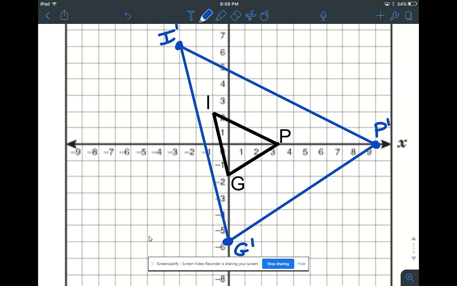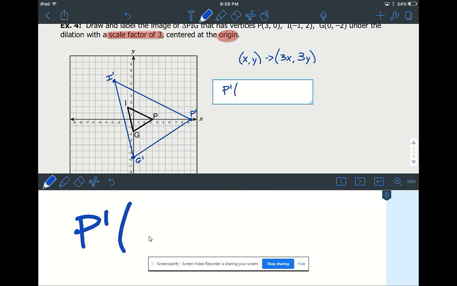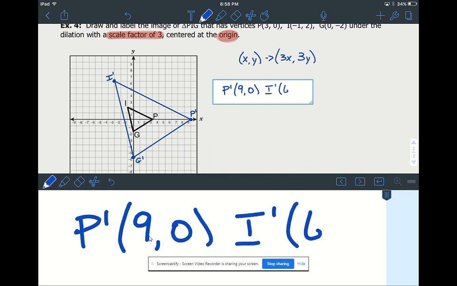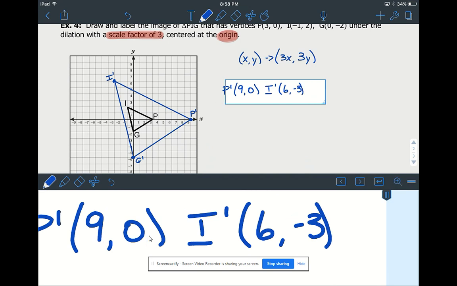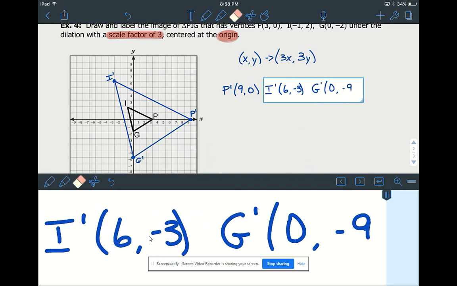And then we need to pay attention because the instructions said draw and label the image, and we need to write the vertices. So P prime is at 9, 0. I prime is at 6, negative 3. And G prime, that was an ugly G, is at 0, negative 6. All right. So there's the first one.